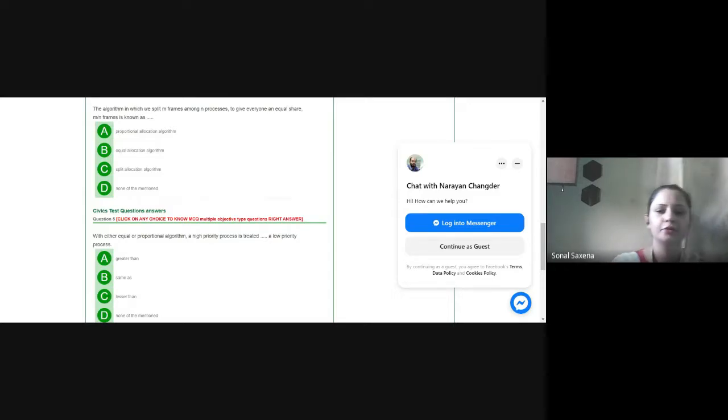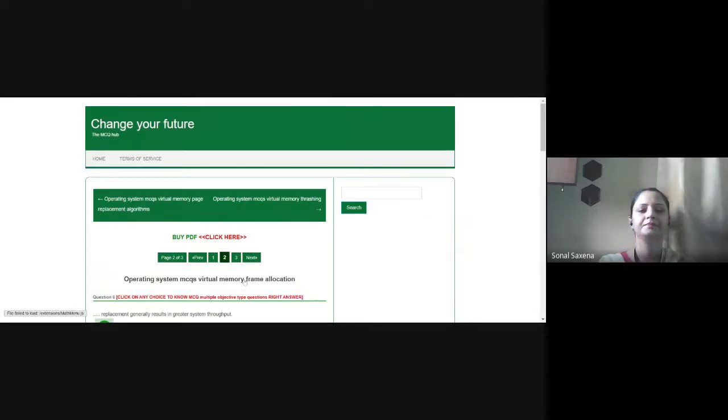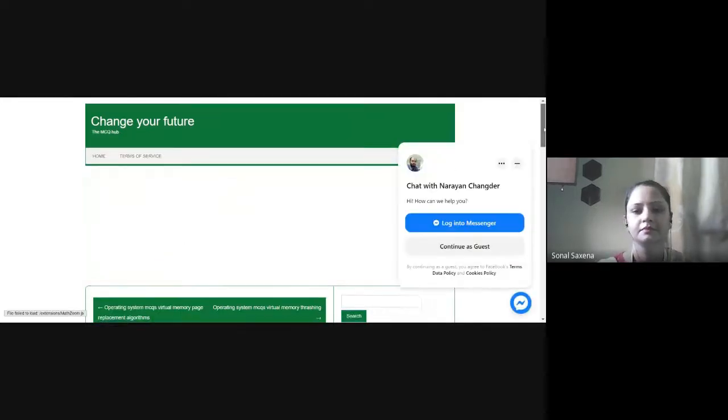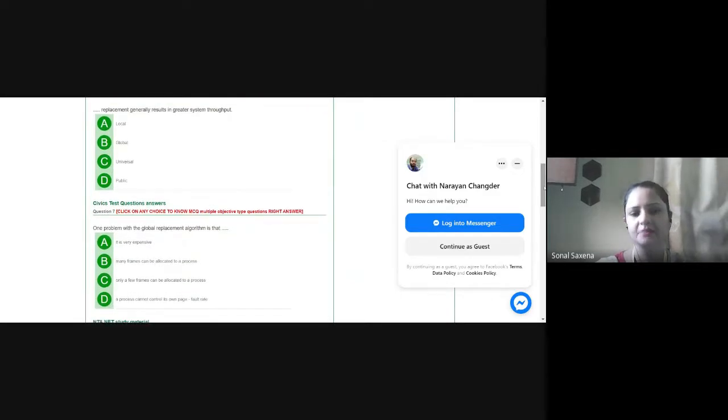Now let me take you to the next set of questions. The replacement generally results in greater system throughput. Is it local, global, universal, or public? Then the next question says that one problem with a global replacement algorithm is that it is very expensive; many frames can be allocated to a process; only a few frames can be allocated to a process; or a process cannot control its own page fault rate.